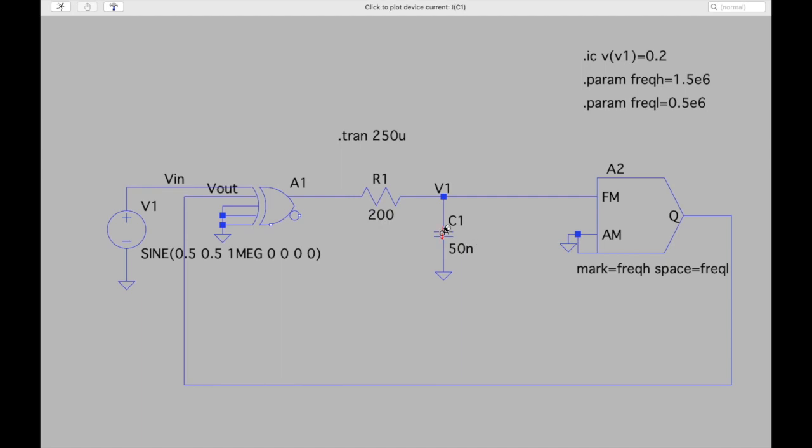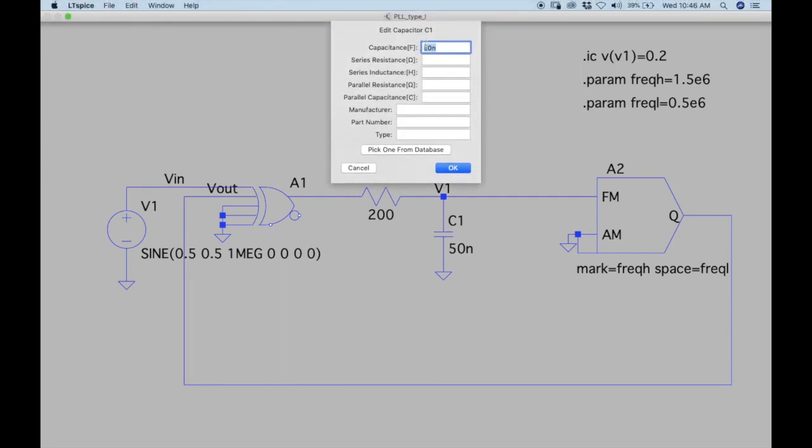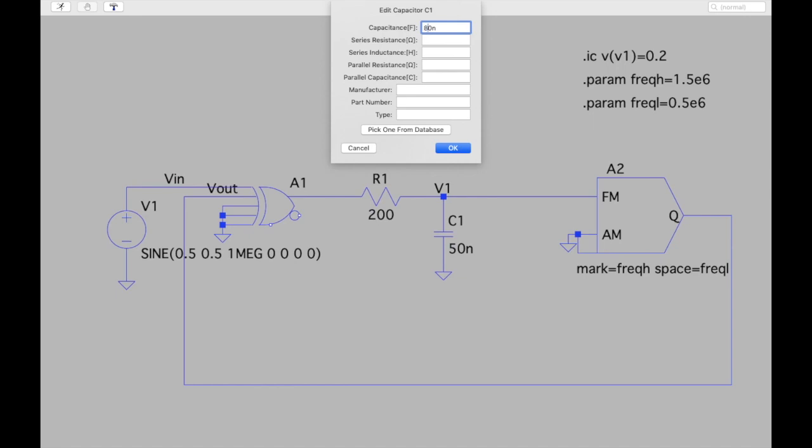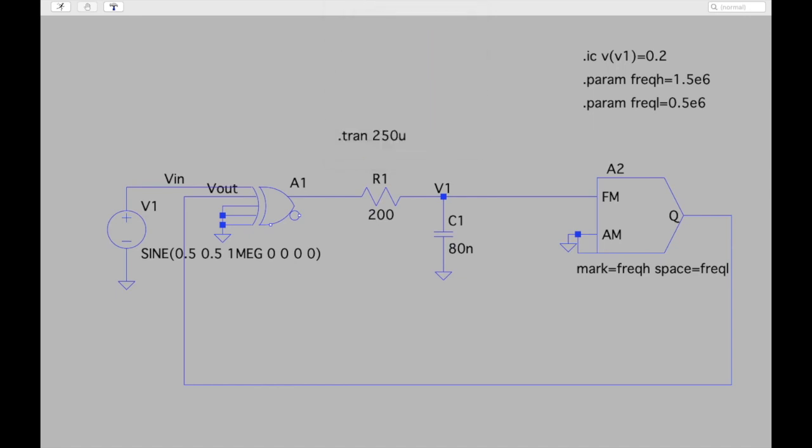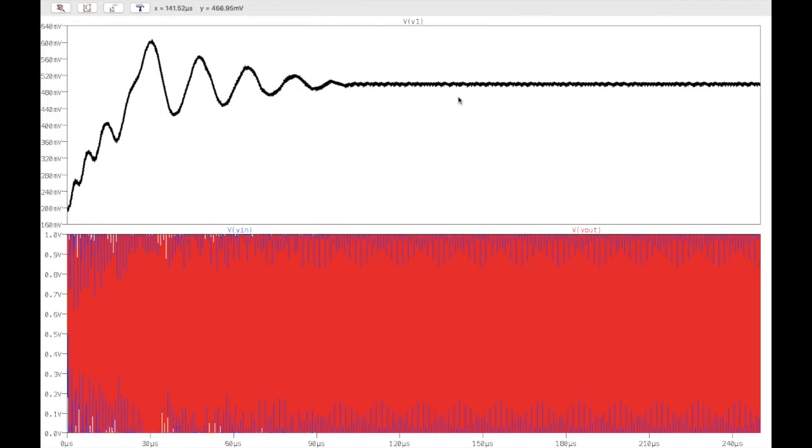So if I increase this one, maybe make it double, and just run it, yes, it's becoming more smooth. But now if you see, the settling time has increased, right? Previously it was 60, but the PLL is taking more time for locking, and here the time is around 100 microseconds. So it has increased to 100 microseconds, and we can see that it is more smooth.